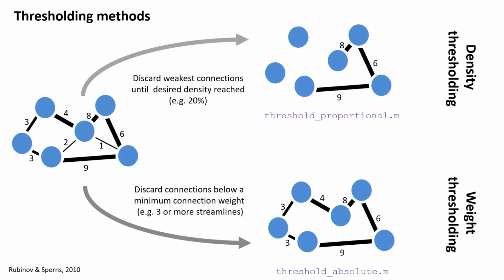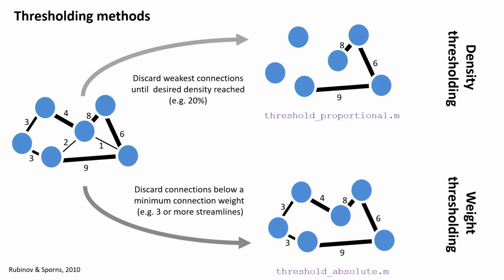So now let's get to the methods of thresholding. Broadly speaking, there are 2 kinds of thresholding methods that have been proposed in connectomics. One is density thresholding and the other is weight-based thresholding. And these are really simple. With density thresholding, we specify a desired connection density, in this case 20%, and then we incrementally remove the weakest connections in the network until we achieve our desired connection density.